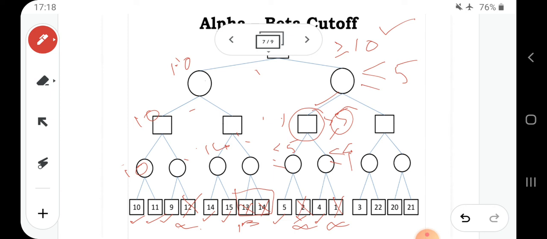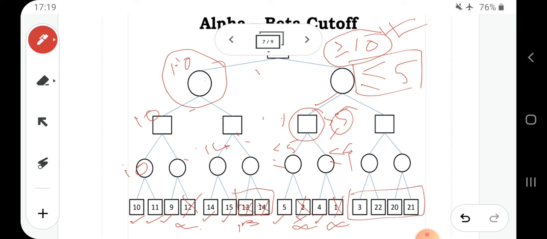Now see, this is a maximizing node. Already it has confirmed some value 10 from this branch. Now this branch is telling that it will return some value less than equal to 5, which is not acceptable to the maximizing node because its primary objective is to maximize the value. So that's why with respect to this maximizing node threshold, this whole portion will be cut off.